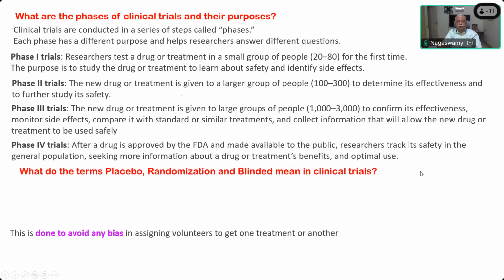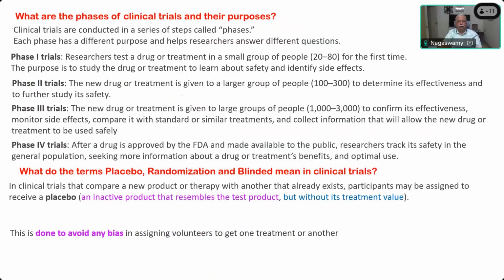What is a placebo? Any drug which has no efficacy. It is a compound; you should not say it is a drug. A drug means it should have some action, isn't it? It's a compound, maybe chalk powder, it may be sugar. So a placebo is an inactive product that resembles the test product but without any treatment value. Okay, that is the placebo.